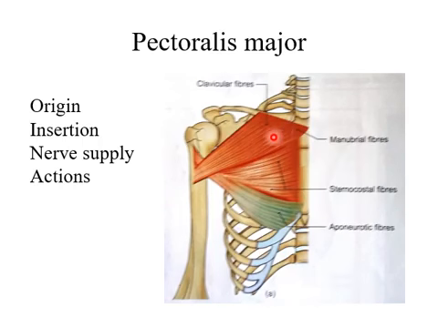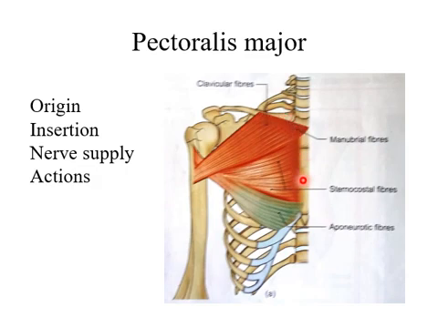So the pectoralis major muscle arises from various regions. It arises from the clavicle, sternum, costal cartilages, and the aponeurosis. The origin of the pectoralis major is the anterior surface of the clavicle, medial 2/3. The clavicle is divided into medial 2/3 and lateral 1/3. So the anterior surface of the clavicle, medial 2/3 part, forms the clavicular fibers.